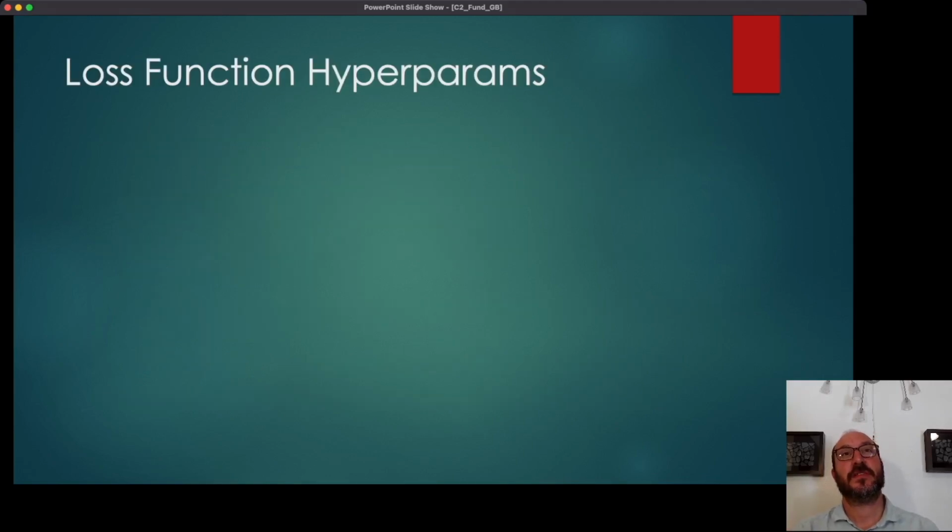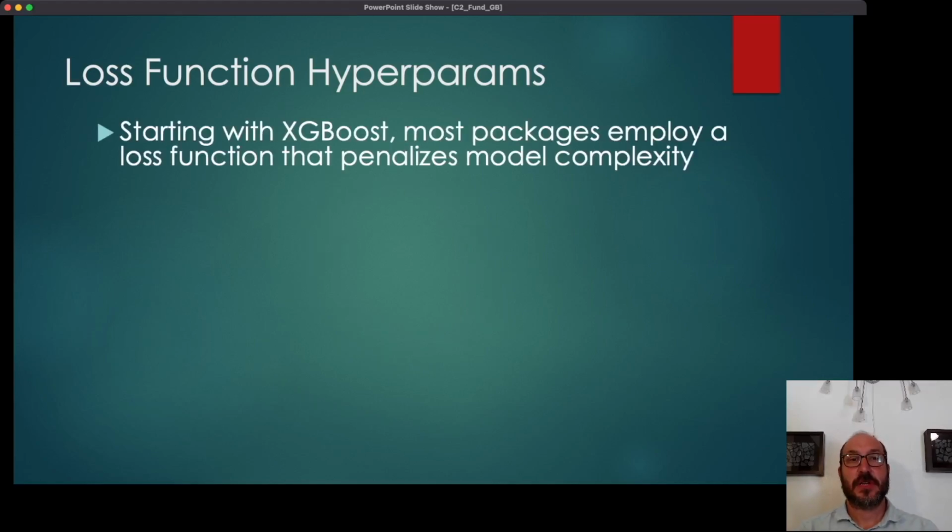Finally, there are a set of hyperparameters that relate to the loss function. Now, starting with XGBoost. XGBoost was a gradient boosting package, very, very popular, very famous one. And there were lots of innovations that came out in XGBoost. And one of them was to use a loss function that incorporates model complexity inside the loss function. So in XGBoost, if you're using something like mean squared error, it'll look at mean squared error, but then it'll also have these penalties for model complexity built into the loss function.